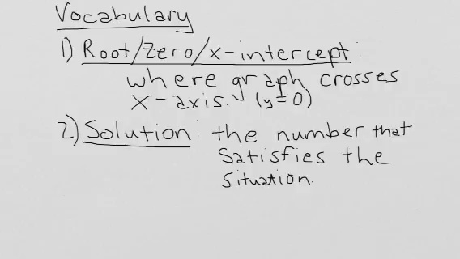Our vocabulary is root, zero, intercept. These three words all mean the same thing. This is where a graph crosses the x-axis. In these situations, the y value, or the f of x value, mainly y, we call a zero. Second vocabulary is solution, the number that satisfies the situation.